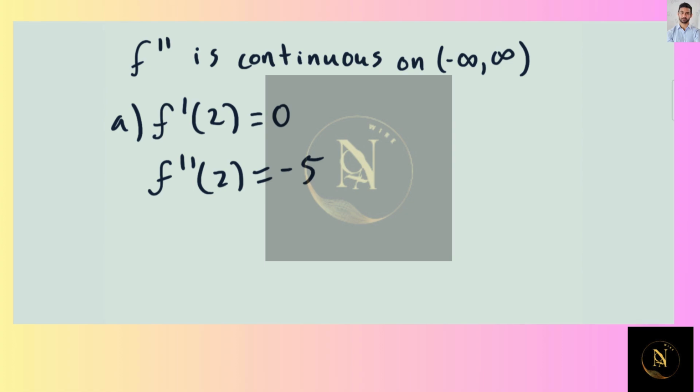Well, since we know that f prime of 2 is equal to 0, that means that we have a critical point at x is equal to 2, which means that at x is equal to 2, we could have a local maximum or minimum value. And since we know the sign of our second derivative at this point, x is equal to 2, we can tell whether this is a maximum or minimum.